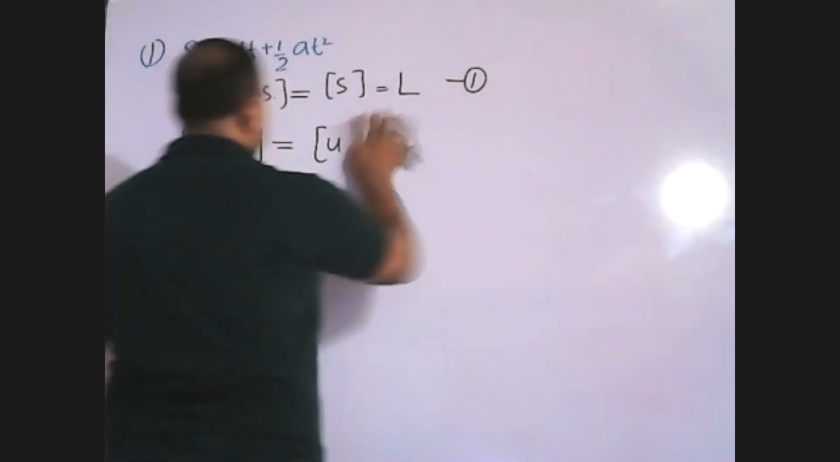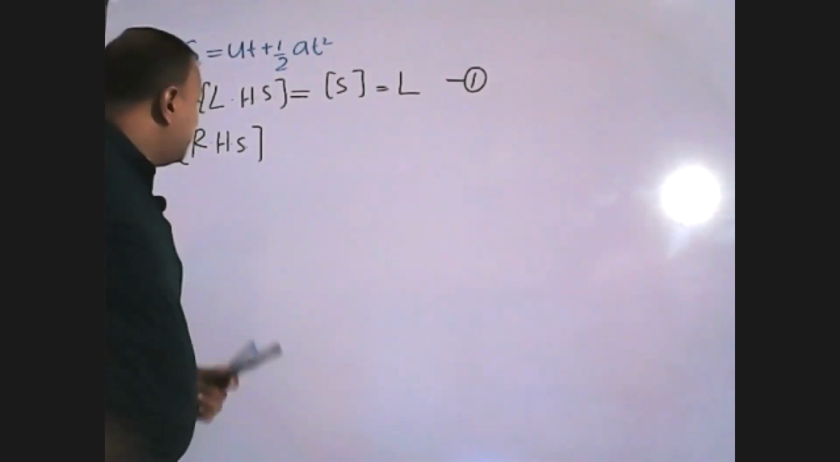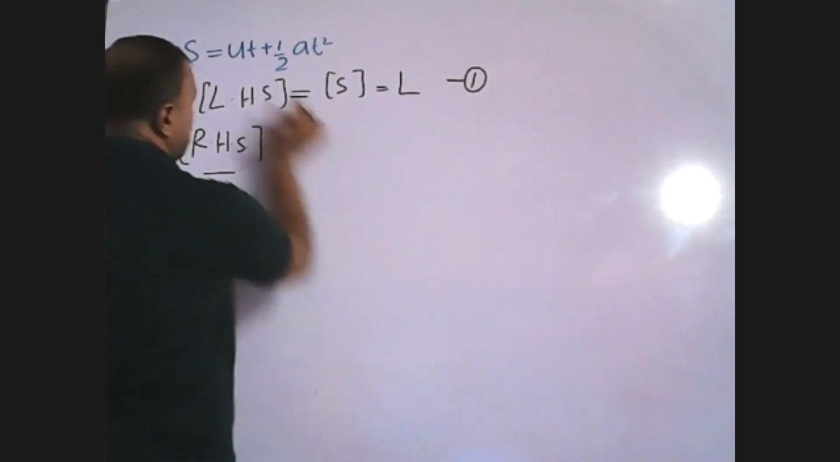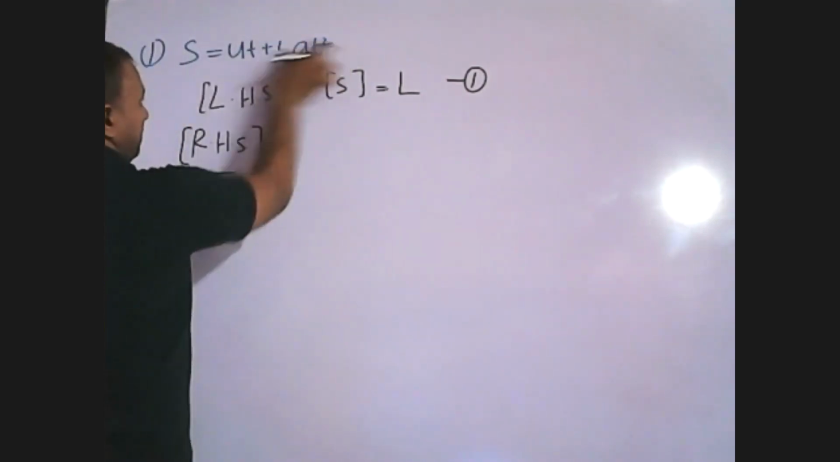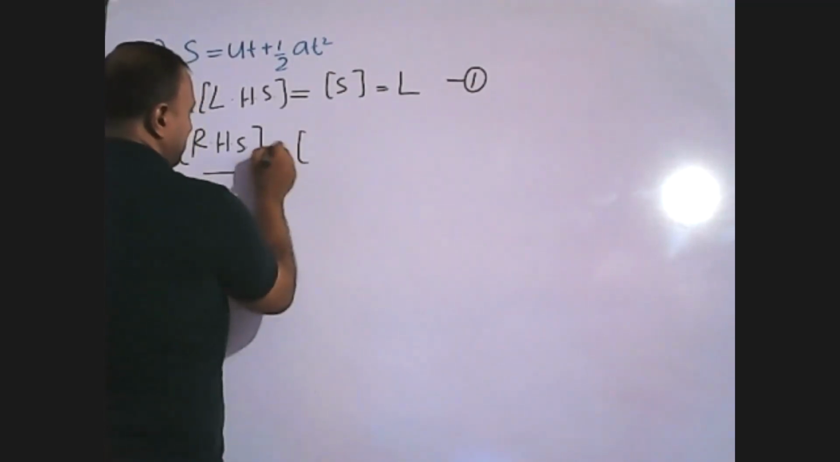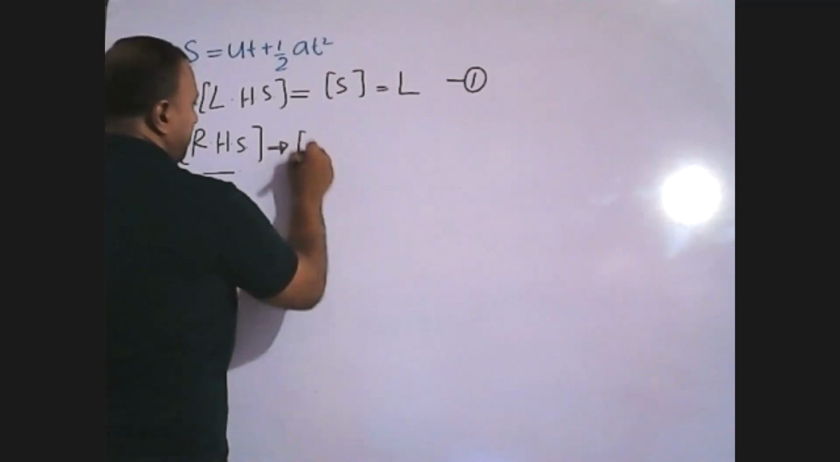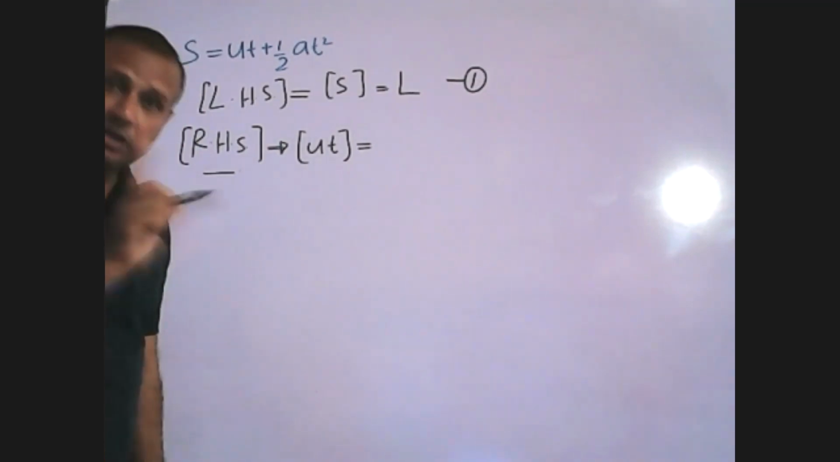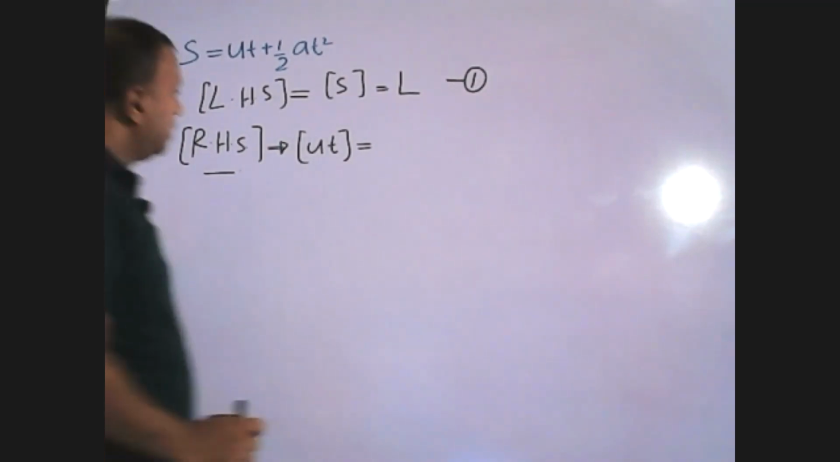Okay. Dimension of RHS. You have to take the dimension of each and every term separately. So the dimension of UT. You have to take the dimension of UT first.